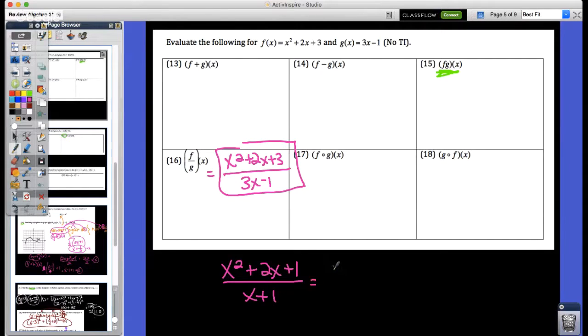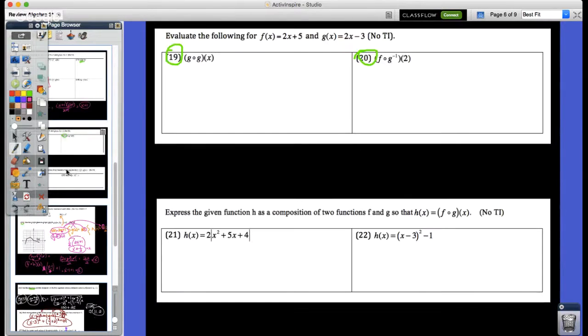And on the top, you could factor to get x plus 1, x plus 1. And what you could do is cancel out 1 to get simply x plus 1 as my answer. You can do that on 16. That's possible if I gave you one like that, but I can't factor out x squared plus 2x plus 3. And even if I did, there's nothing that would be able to be canceled out. There's no 3x minus 1 on the top I could cancel out there. Okay? Excellent. That's really good.